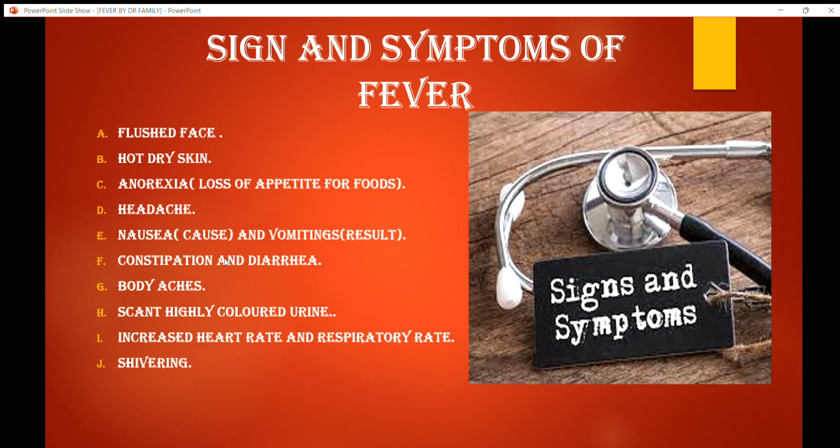And constipation is also there, due to decreased intestinal movement. And diarrhea is also a sign and symptom of fever. Increased heart rate and respiratory rate also occur with fever. And shivering is also a sign of fever. Those are the symptoms.